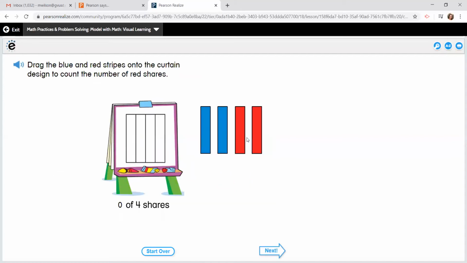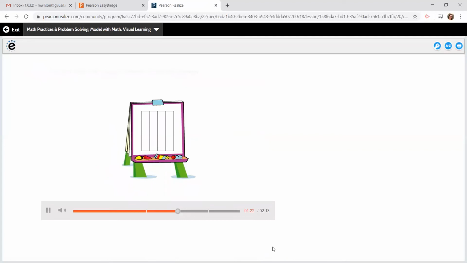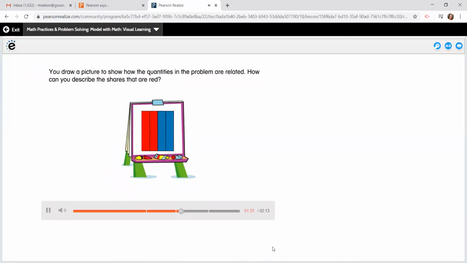This tells me to drag the blue and red stripes onto the curtain design to count the number of red shares. So it said that we had 2 blue, so I'm dragging my 2 blue over, and 2 red. And you can see at the bottom my number of shares is changing. 2 of 4 shares are red. You draw a picture to show how the quantities in the problem are related. How can you describe the shares that are red?